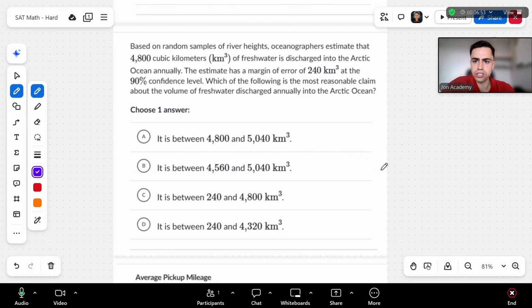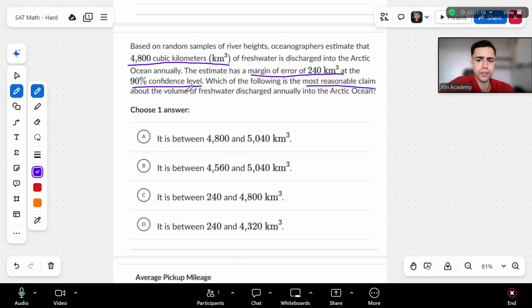Let's read this next question. Based on a random sample of river heights, an estimate that 4,800 cubic kilometers of fresh water is discharged into the Arctic has a margin of error of 240 at a 90% confidence level. Which is the most reasonable claim?